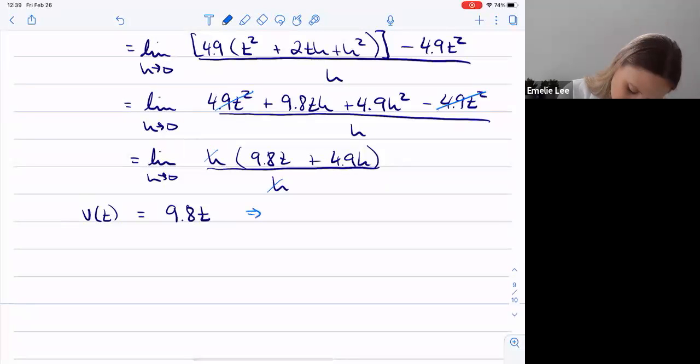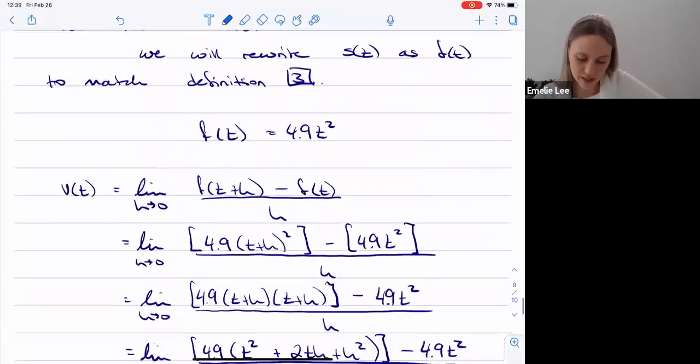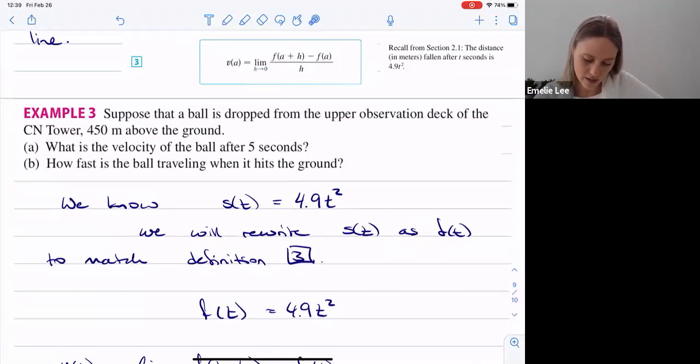This is the velocity at any time t. So we wanted to find, okay, so now we can go back and we can say, let it catch up. What's the velocity of the ball after 5 seconds? So what's the velocity at t equals 5?